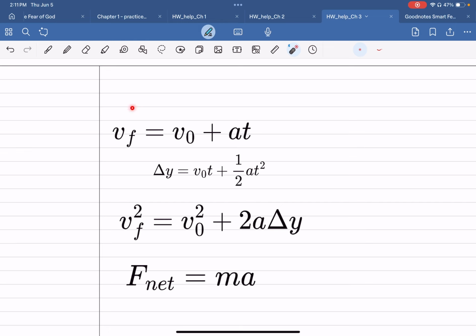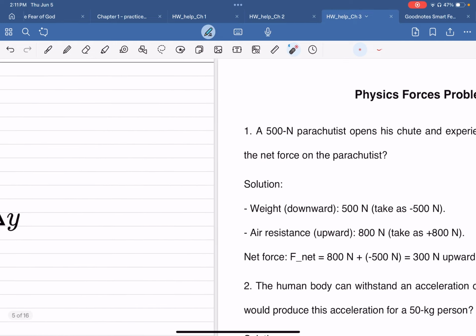So these 3 are to be used in correlation with the new formula in this chapter, which is net force is mass times acceleration. So that is what we have. So let's go to the first question.